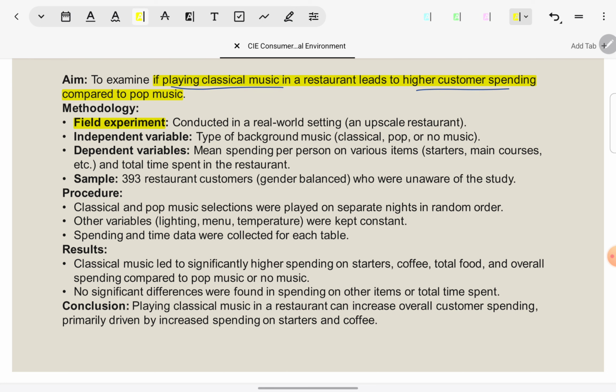The method was simple. It was a field experiment in an upscale restaurant, or an upmarket restaurant. The study was conducted over 3 weeks. The independent variable was the type of background music. On a few days of these 3 weeks, researchers played classical music, on a few days they played pop music, and on some days they played no music, so that they could compare in response to which type of music consumers were spending more.